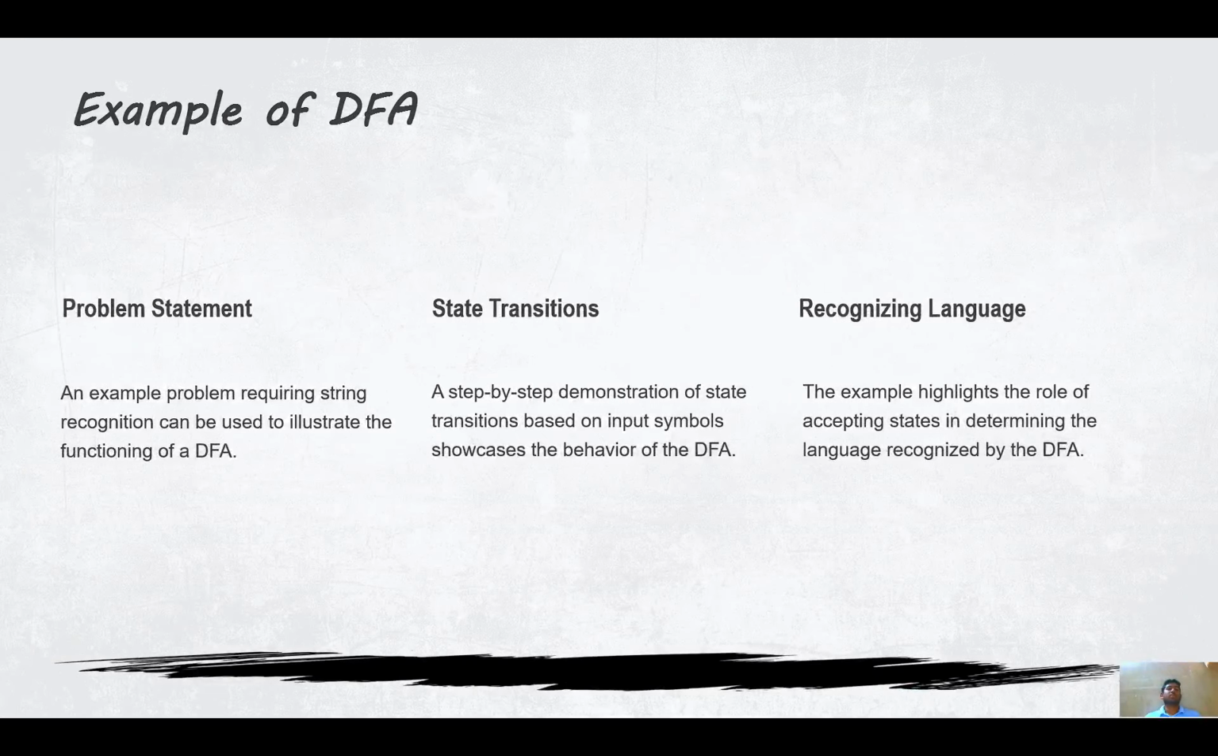Example of DFA. Problem statement, state transition, recognition language. Let's see the problem statement. An example problem requiring string recognition can be used to illustrate the function of a DFA. State transition. A step-by-step demonstration of state transition based on input symbols showcases the behavior of a DFA. Recognition language. The example highlights the role of accepting states in determining the language recognized by the DFA.